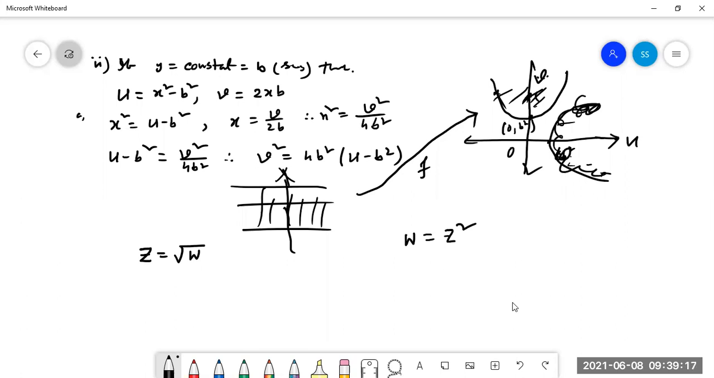Both are equal. Is someone going to answer? Both transformations are equal? w equal to z square we have already done. If it is given that z equal to root w, that is z square equal to w. Previously z was the domain and w was the range. Here on the right hand side w is given. So w is the domain and z is the range. So both transformations are clearly not equal.